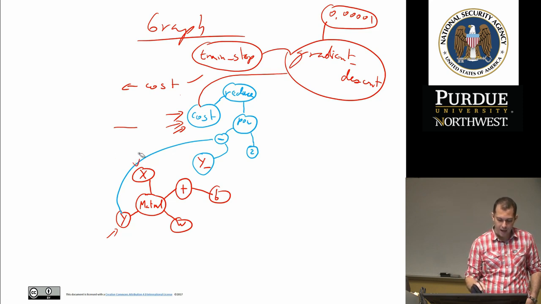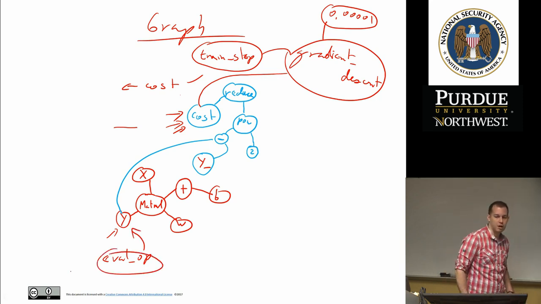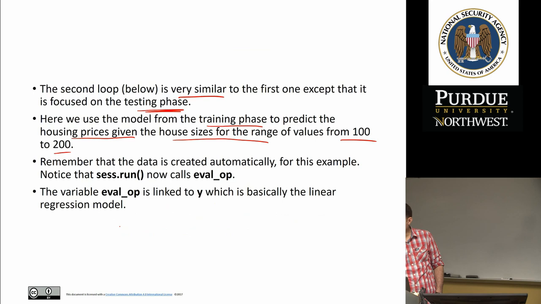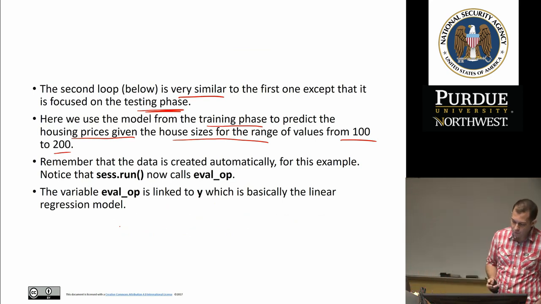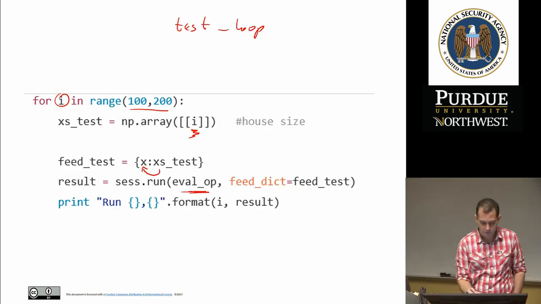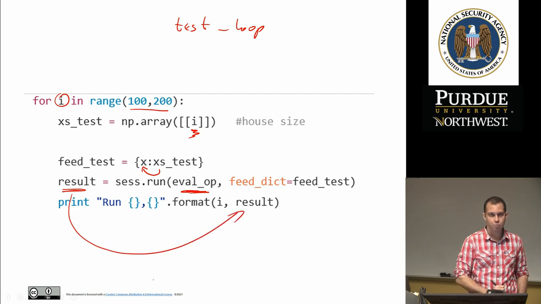And now once we've done that, we can go ahead and run it because we linked eval op to y. So that means that whenever we run that node, we can actually run the y and predict the values again. That's what happened. So we are able to predict the values. The data was created automatically here for this example, and notice that in the session run, we just call eval op, which is what I just described. So that's eval op. Finally, eval op calls y. Y returns a value that's assigned to result, and then the value of result is printed out here.